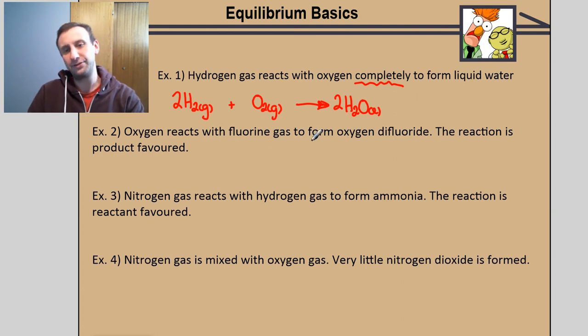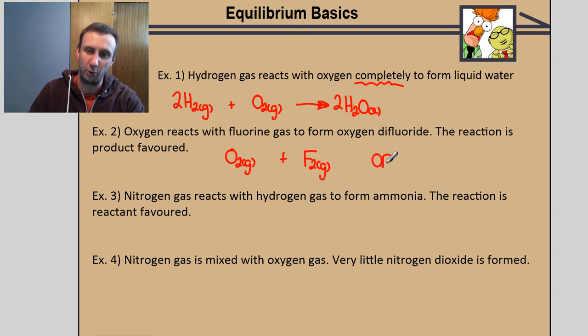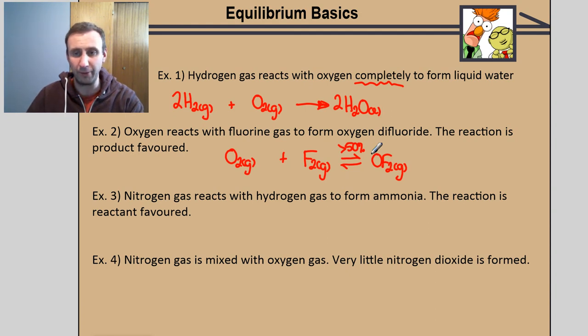All right, for the rest of them. Oxygen reacts with fluorine gas to form oxygen difluoride. The reaction is product favored. Notice it doesn't say it's quantitative or complete, but just that products are favored in this. So I have O2 gas plus F2 gas, and that's going to form oxygen difluoride, so that's OF2 gas. Now, if this is product favored, then I'm going to have my equilibrium arrows, and then I have a greater than 50% reaction. Okay, so that's how I would draw that one out. I need to balance this, so I'm going to need to put a 2 on my OF2 and a 2 on my F2 to make that work.